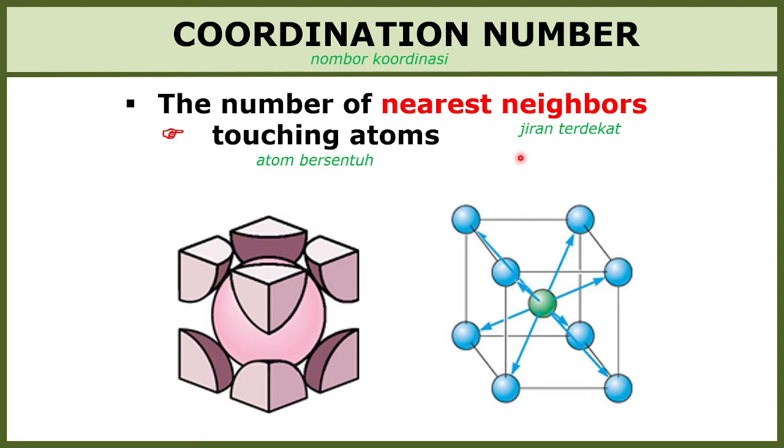Okay, the other term you need to learn is the coordination number. Coordination number is the number of the nearest neighbor for an atom, or the atom that is touching with one atom. How many atoms are touched with a single atom? This is the coordination number.